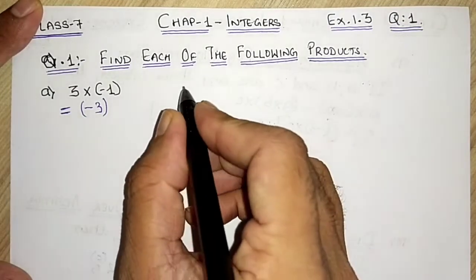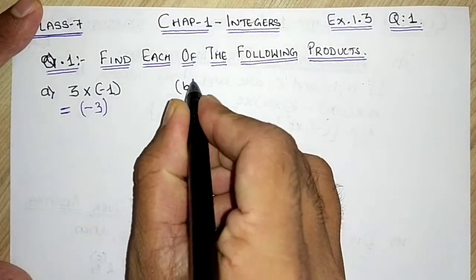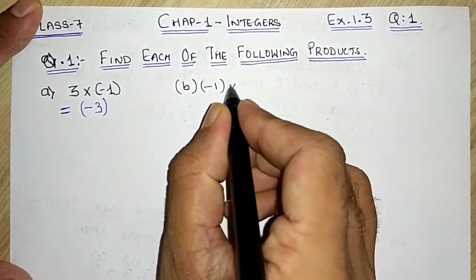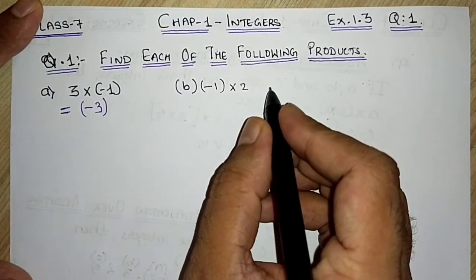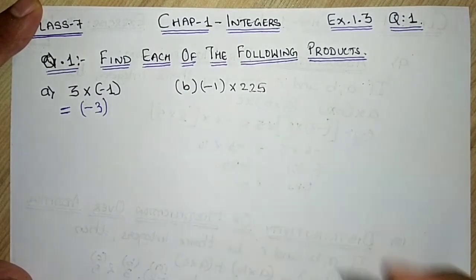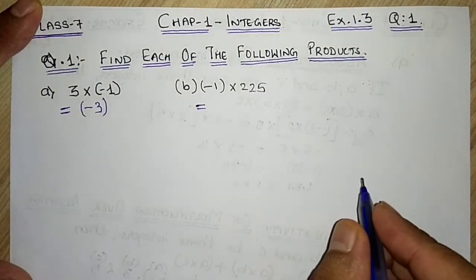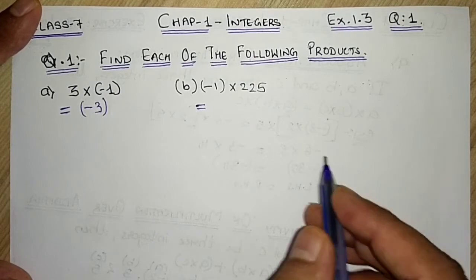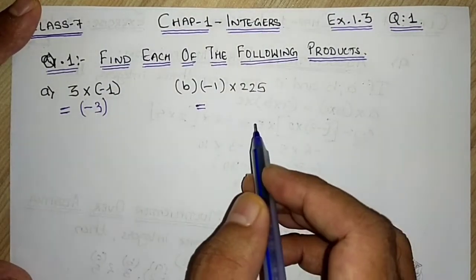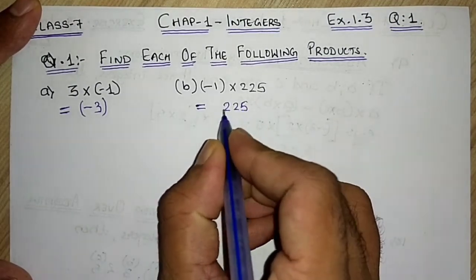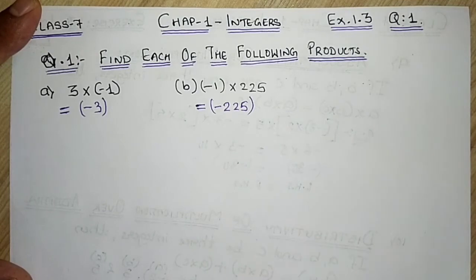Second question, that is B, minus 1 into 225. Again same procedure. Since we are multiplying with minus 1, minus we will add afterwards. First we will multiply the two numerical values. 225 into 1 is 225 and minus sign. This is your answer.